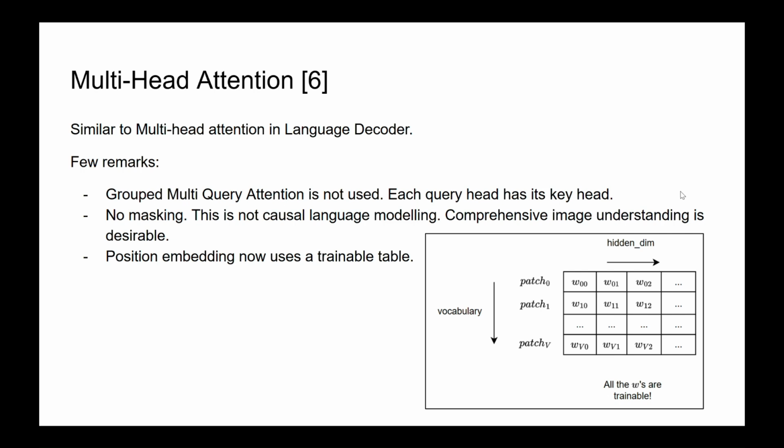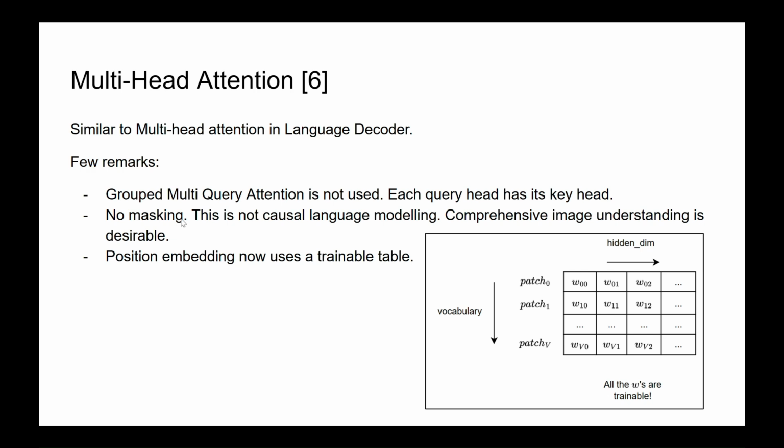Now we'll get to the multi-head attention in the image encoder, and this looks really similar to the language decoder, with a few remarks. Firstly, grouped multi-query attention is not used, so each of the query heads will have its own key head and its own value head. There is no copying of the same key and value heads. Secondly, there is no masking. Each image patch will have access to all of the other image patches.